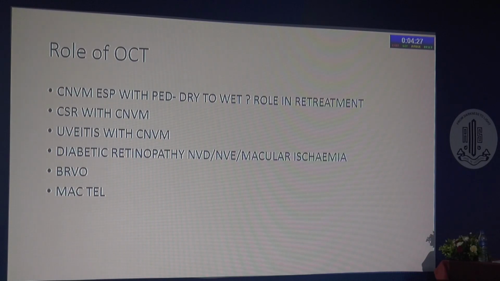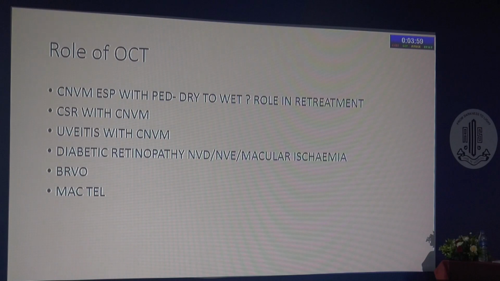So as I mentioned, in a CNVM going from dry to wet, does the presence of a CNVM on OCTA help me retreat? No, it's a controversy. If it's dry, you may not treat. It's not going to disappear. This is a very good indication: we had to do an ICG to pick up a CNVM in a patient with CSR. In uveitis, sometimes you have a CNVM in a serpiginous lesion where you miss it and think it's just a recurrence of the edema. Diabetic retinopathy, we all are worried because of the angiography.